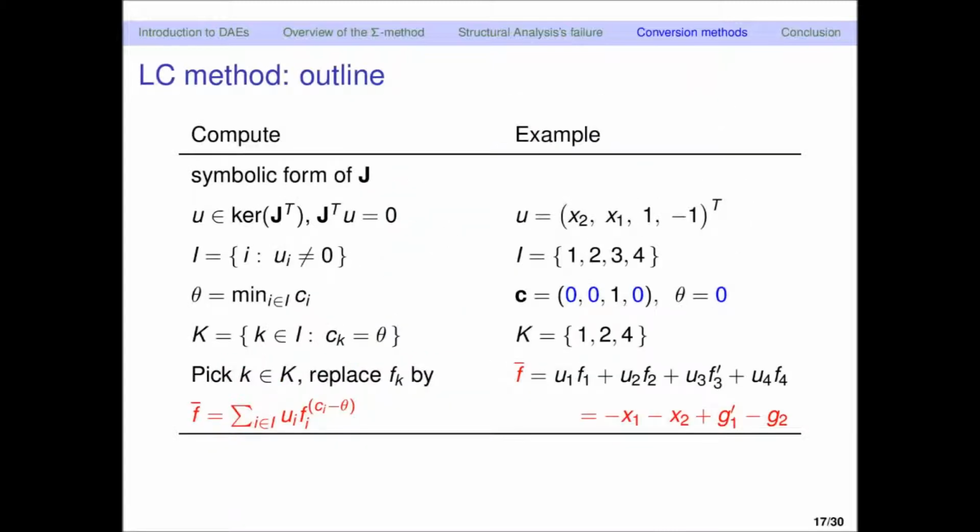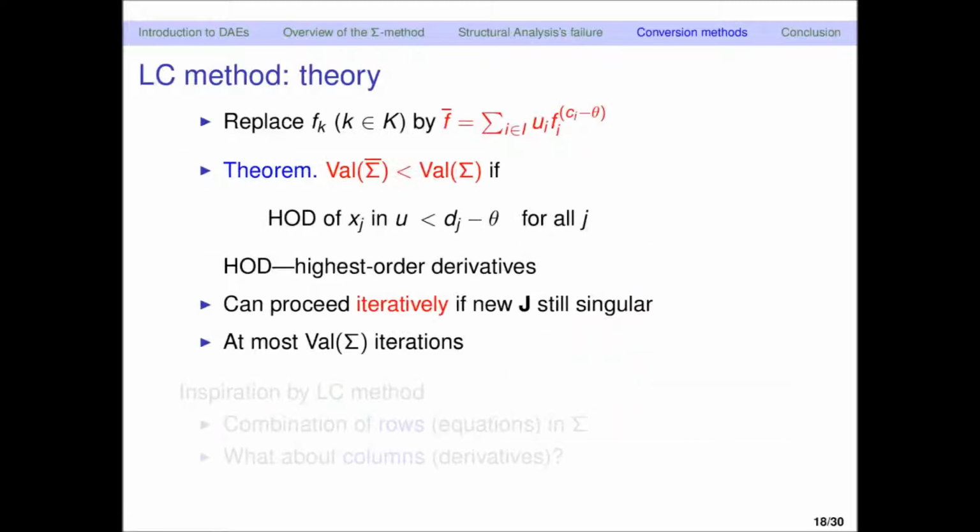So this is the outline. We get a symbolic form of the Jacobian. We find the vector in its co-kernel. Then we derive something to figure out which equation we can replace, and take the linear combination of the existing equations. Then we replace one of these equations by the new one. The theorem says if some order conditions are satisfied, then it's guaranteed that I can decrease sigma.